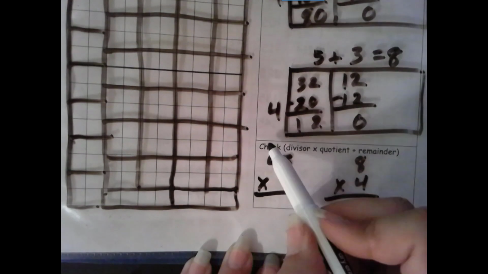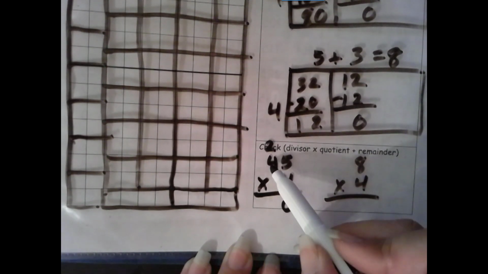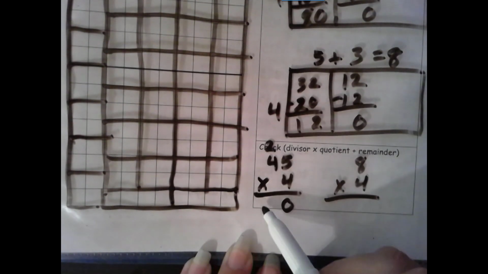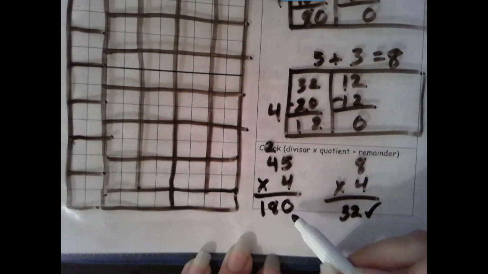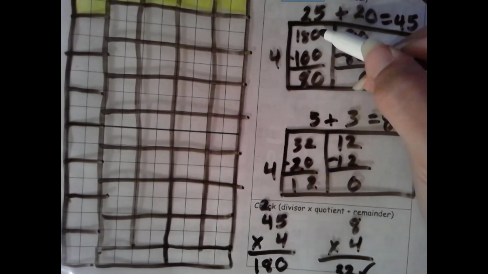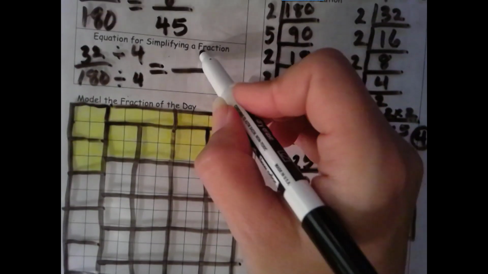4 times 5 is 20. I regroup. 4 times 4, 40 is 16 tens, plus 2 more tens is 18 tens. 4 times 8 is 32. So 32 matches my dividend. Check. 180 matches my dividend. Check. So 8 is definitely my numerator, and 45 is definitely my denominator.